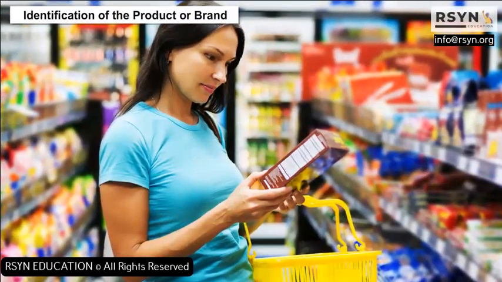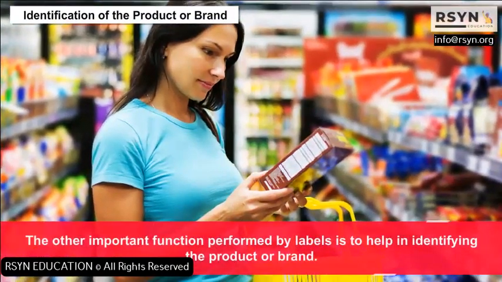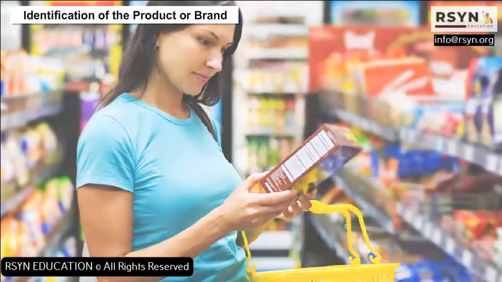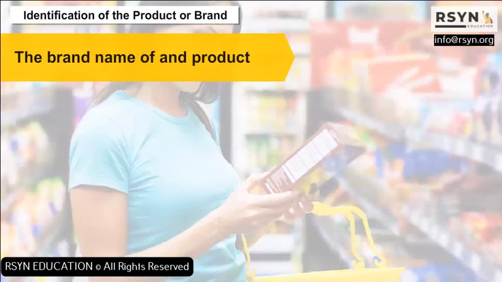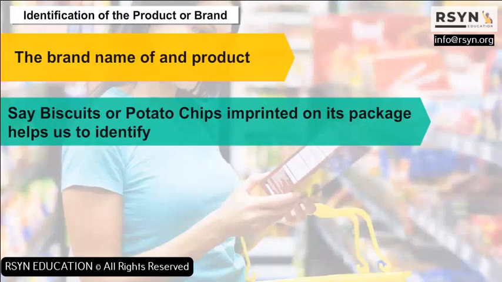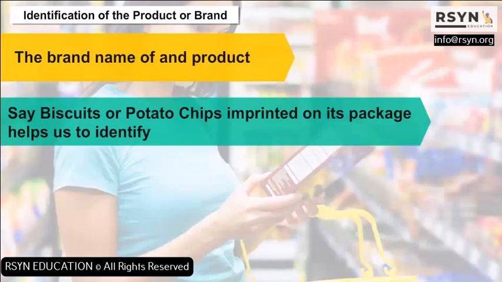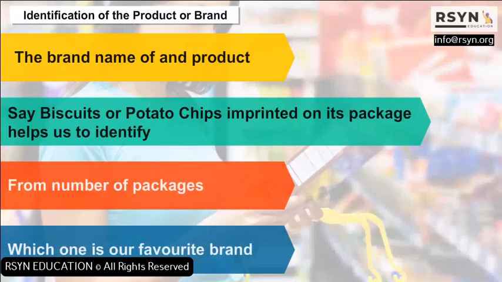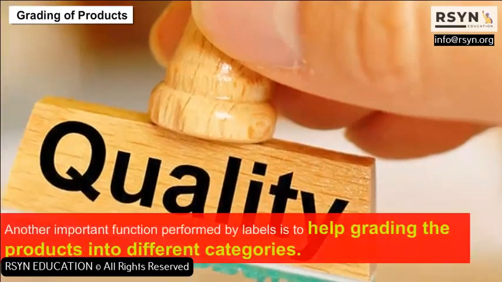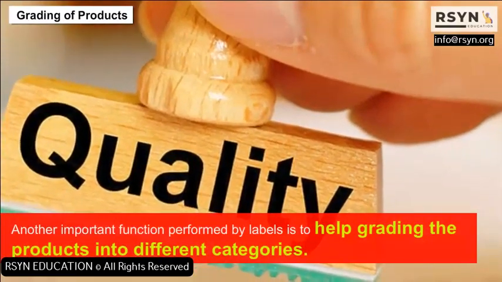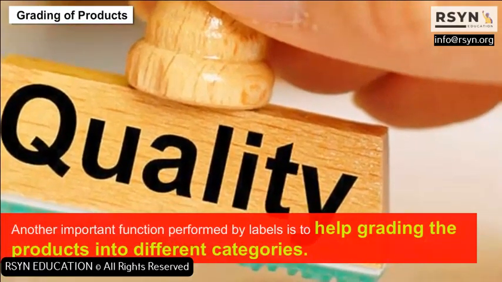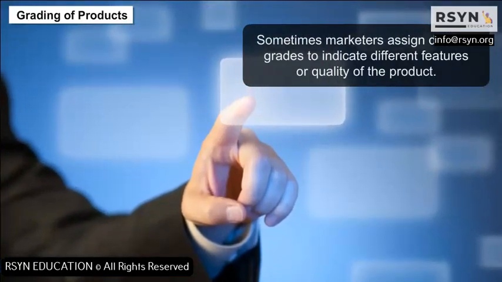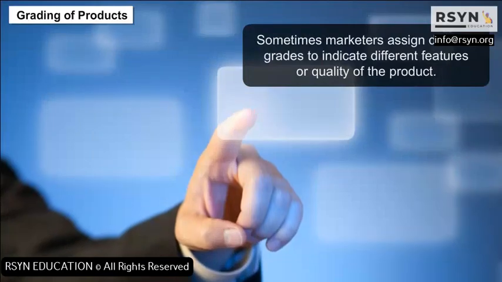Identification of the product or brand. The other important function performed by labels is to help in identifying the product or brand. For example, the brand name of a product, say biscuits or potato chips, imprinted on its package helps us to identify, from a number of packages, which one is our favorite brand. Grading of products. Another important function performed by labels is to help grade the products into different categories. Sometimes, marketers assign different grades to indicate different features or quality of the product.